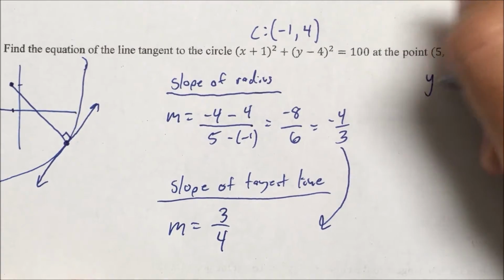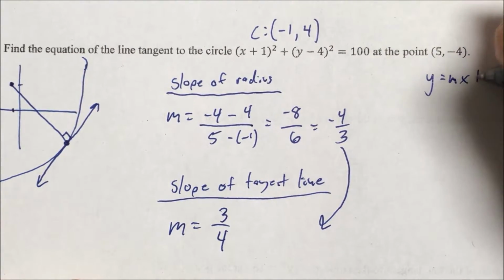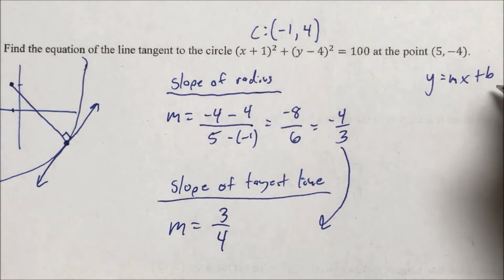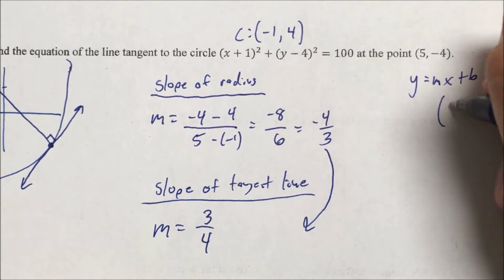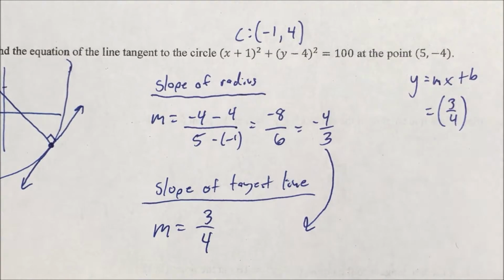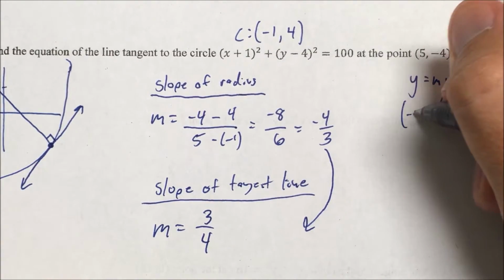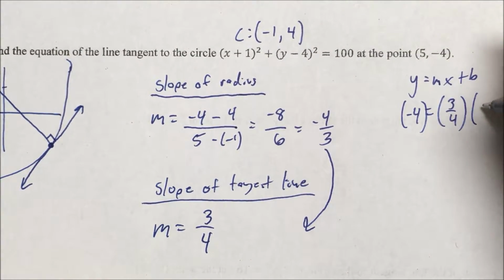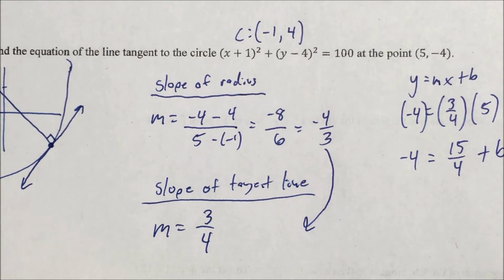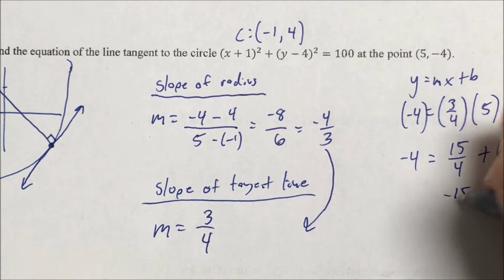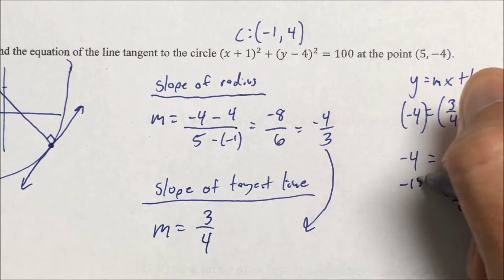So I'm going to plug it into this y equals mx plus b and solve for my y-intercept, then I'll be done. So I have my slope, that's 3/4, and I have my point right here. Negative 4 is the y, and the x is 5. So I'm just going to solve for b. So negative 4 equals 15 over 4 plus b. Solving for b, I'm going to subtract the 15 over 4 over here, minus 15 over 4.